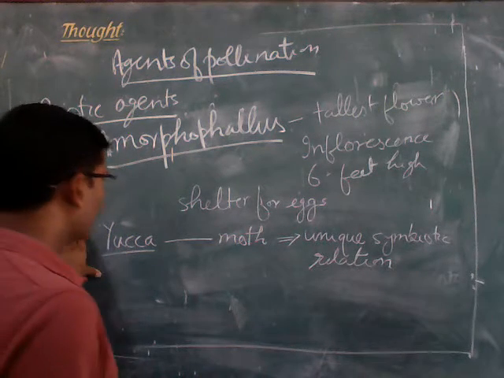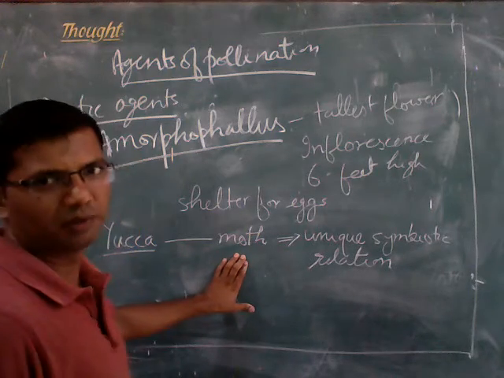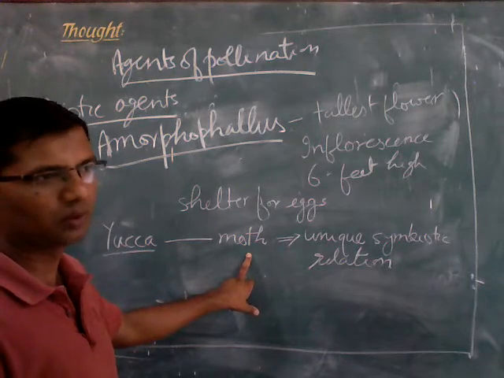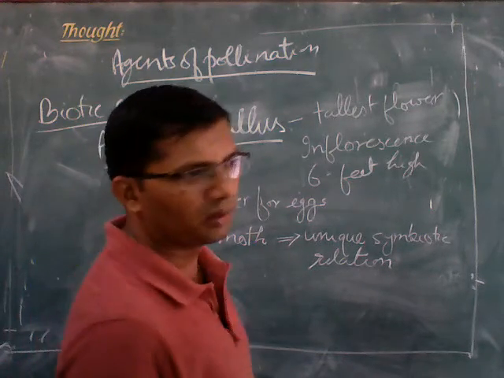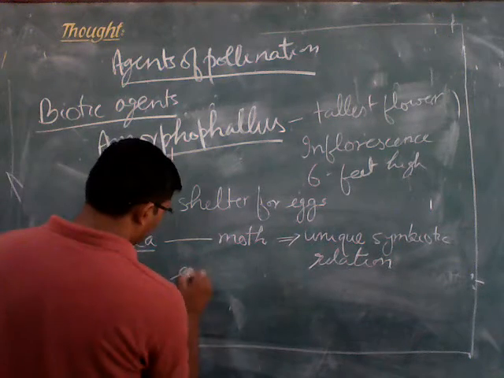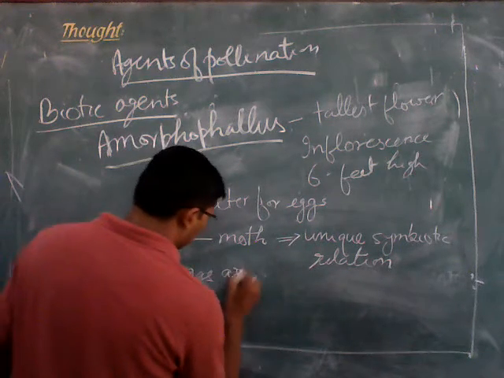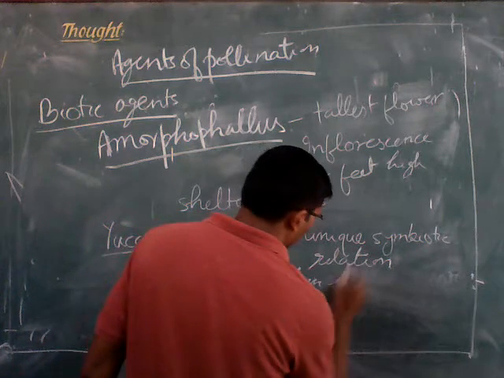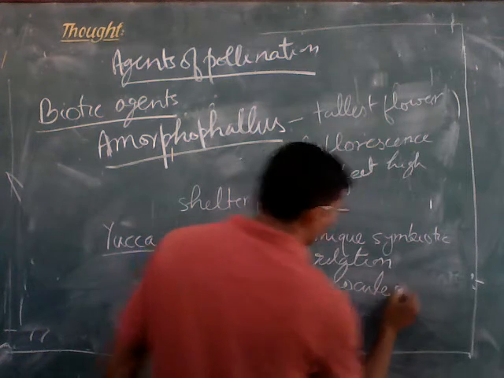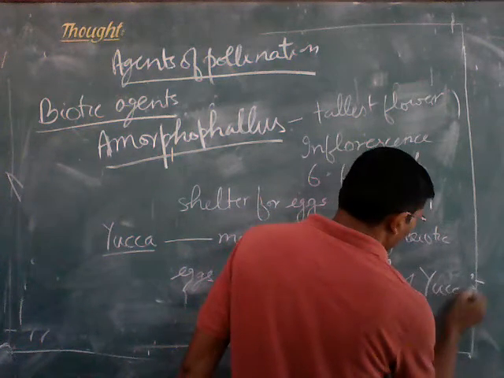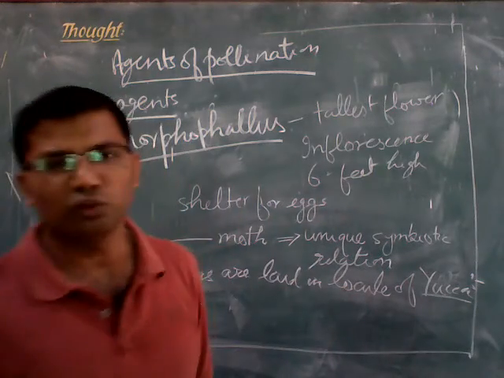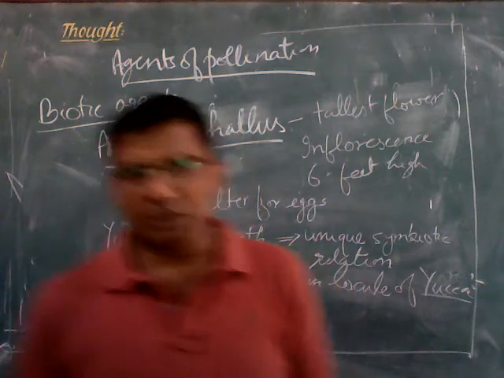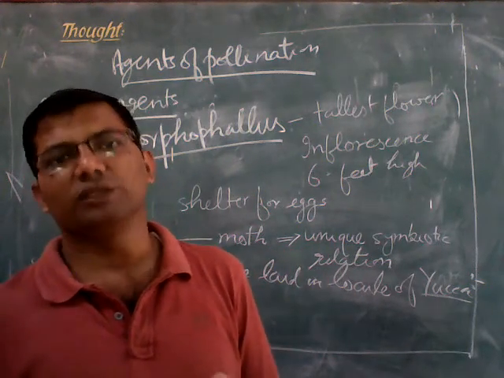And the moth also cannot complete its life cycle because the yucca plant provides the site for laying the eggs of the moth. So they both are dependent on each other. The eggs are laid in the locule of yucca. You already know what is locule. What is locule? Locule is an empty space inside the ovary in which the ovule is located.